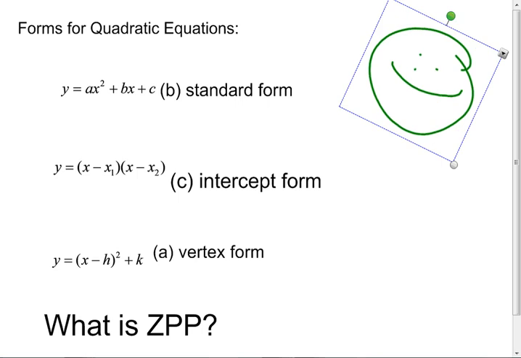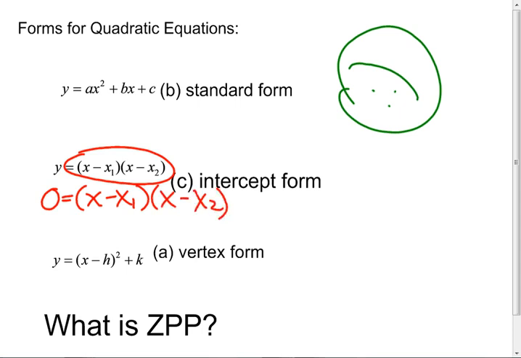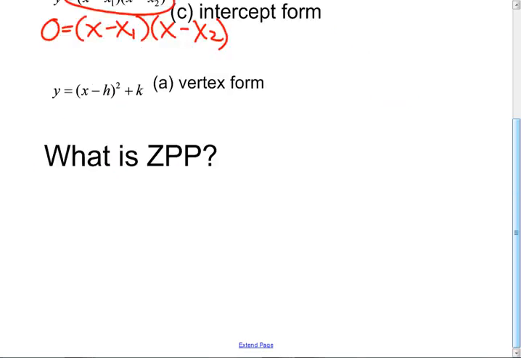Okay. These give you the intercepts. This has to do with the zero product property. If this is equal to 0, now what is the zero product property? Well, it's the zero product. Which means that if I have two numbers, and the product of two numbers is 0, then what has to be true about one of them?